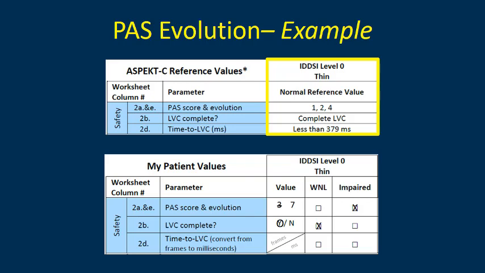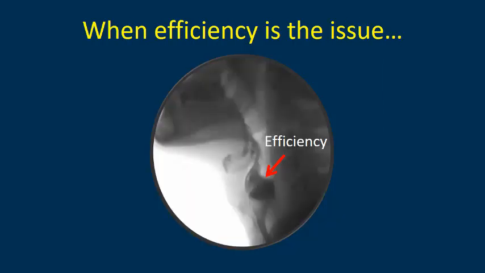A second criterion that needs to be considered when determining whether your patient has a swallowing impairment is swallowing efficiency. Efficiency is defined as the ability to clear material through the pharynx. As we can see in this image, this swallow is inefficient, and there's a significant amount of residue collecting in the vallecular, piriform sinus, and other areas outside of these pockets.